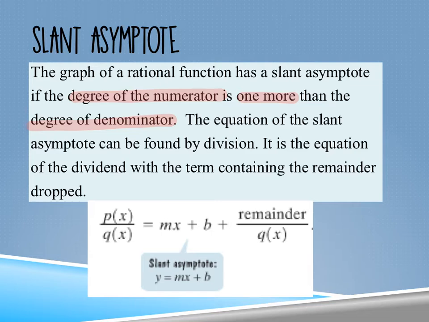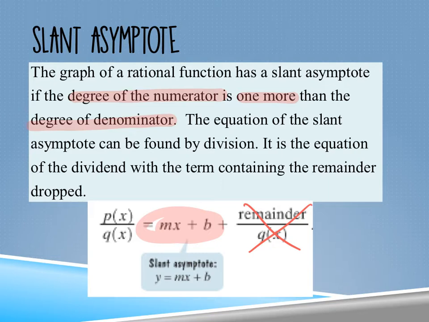equation, you're going to divide your numerator by your denominator. And then the quotient part of it is your slant. You totally ignore the remainder. I don't know why it works, but it works. You totally ignore your remainder. And just the quotient, so the top part of your division, becomes the equation for your slant asymptote, which again is a line. So y equals mx plus b.